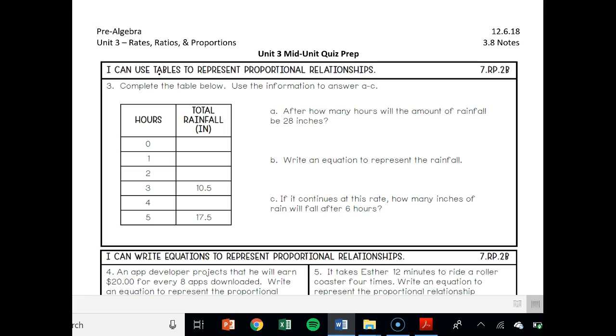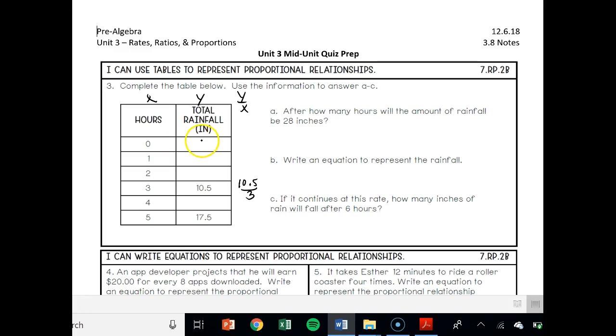Cool. So what do we have to do here? We have to figure out the constant of proportionality, right? So if I give you a table, you just take the data that you do know, and if this is x and this is y, you divide y over x. So 10.5 over 3 to figure out what the constant of proportionality is. And when you do that, you end up with 3.5.